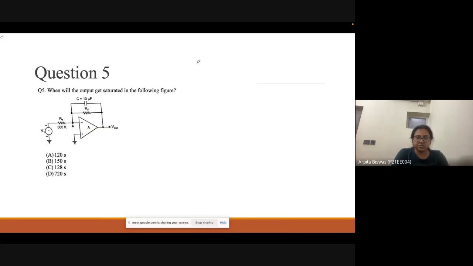So what is the equation for how to calculate the V output? V output equals minus 1 by RC integration of V of t into dt, and the limit is 0 to t. Now we have to find out the time when the circuit is in saturation.